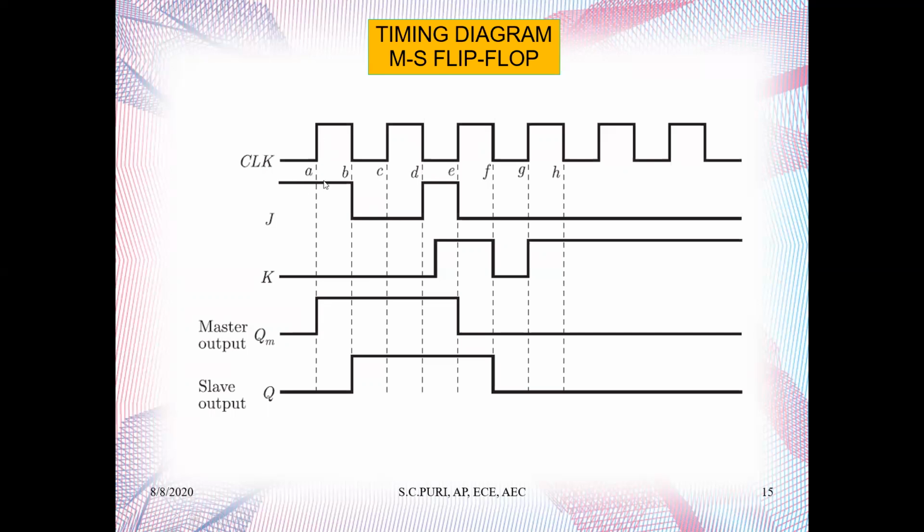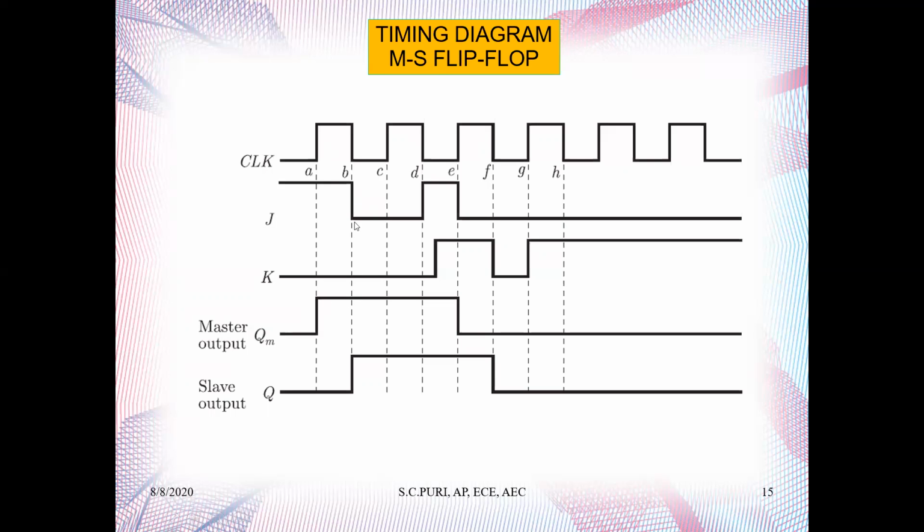When J is 1 and K is 0, 1 0 means set. So as you can see here, it is going high. Till what time will it go high? Till this time. Why? Because it is the trailing edge, so there is a possibility of changing the clock.